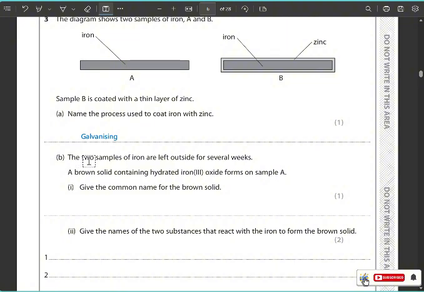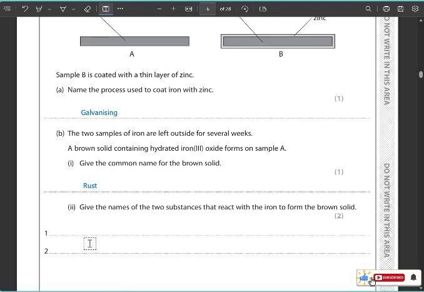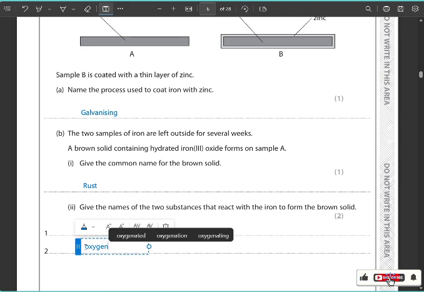And the B part, the two samples of iron are left outside for several weeks. A brown solid containing hydrated iron(III) oxide forms on sample A. Give the common name for the brown solid. We know that we call it rust. Give the names of two substances that react with the iron to form the brown solid: water and oxygen. Or you can write air, because air also contains oxygen.